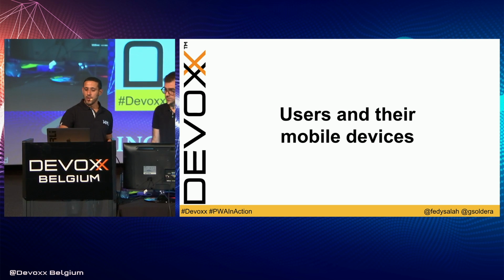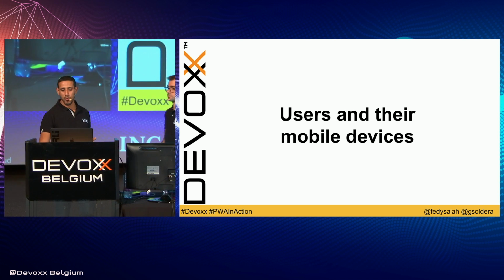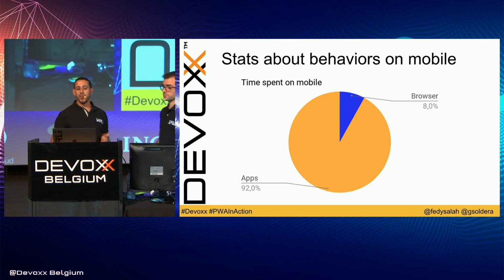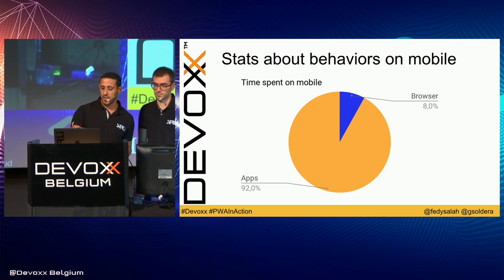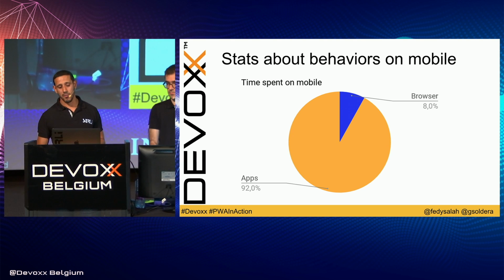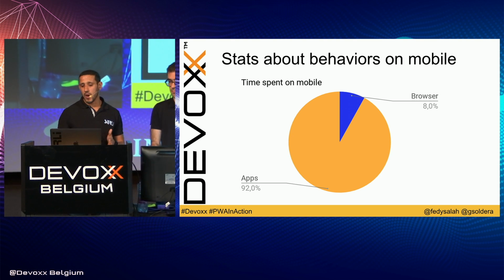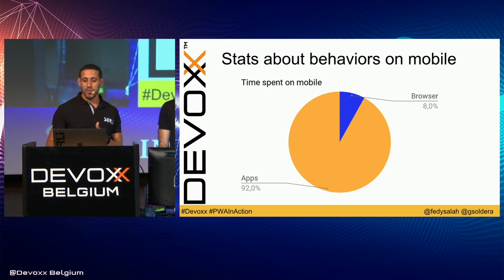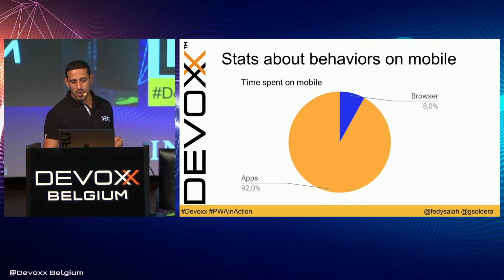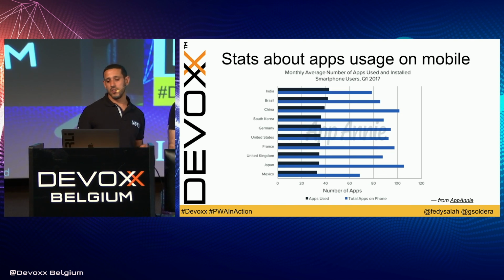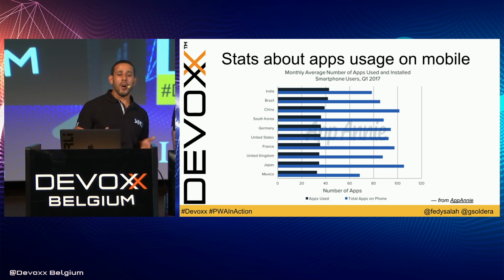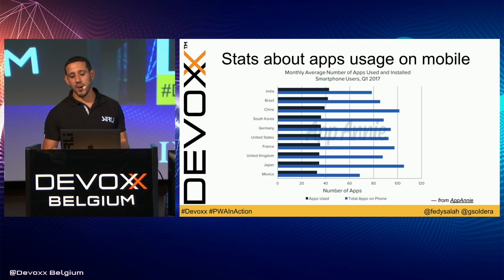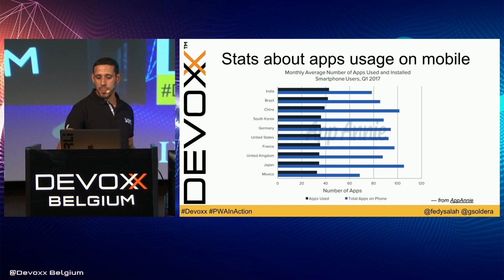So we will see users and their mobile devices. For example, this pie chart shows us that people spend a lot more time on their mobile apps than on a browser. The second bar chart will show us that around 50% of the apps are installed and never used.